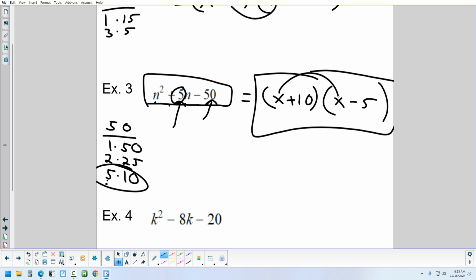That's x squared minus 5x plus 10x. And 10 times negative 5 is negative 50. Combine your like terms. Negative 5 plus 10 is positive 5. Perfect. So the answer is what's in the box. That was just me checking the answer.